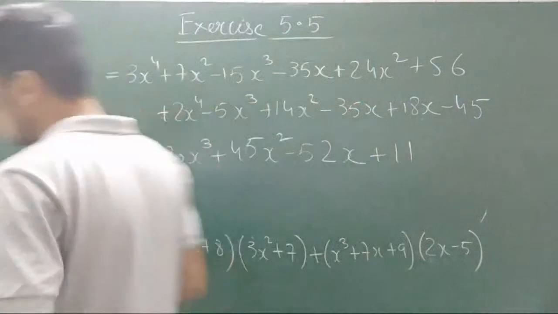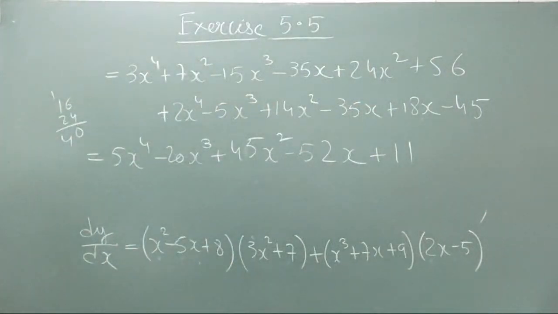Alright then, so that's it. So you have the value to be 5x power 4 minus 20x cubed plus 45x squared minus 52x plus 11. Alright, okay, so that was my product rule.